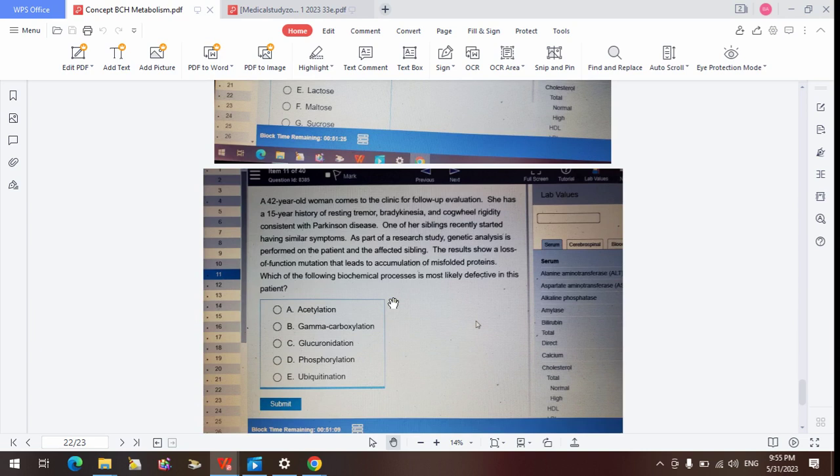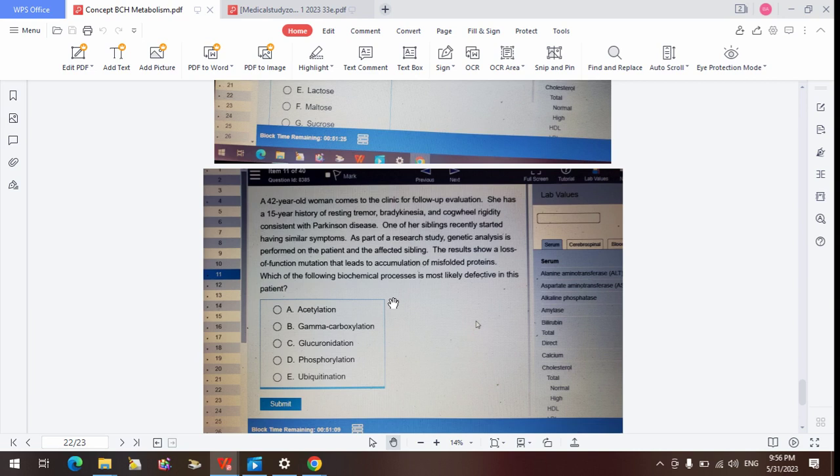A 42-year-old woman comes to the clinic for follow-up evaluation. She has a 15-year history of resting tremor, bradykinesia, and cogwheel rigidity consistent with Parkinson's disease. One of her siblings recently started having similar symptoms. As part of a research study, genetic analysis is performed on the patient and the affected sibling. The results show a loss of function mutation that leads to accumulation of misfolded proteins. Which of the following biochemical processes is most likely defective in this patient?